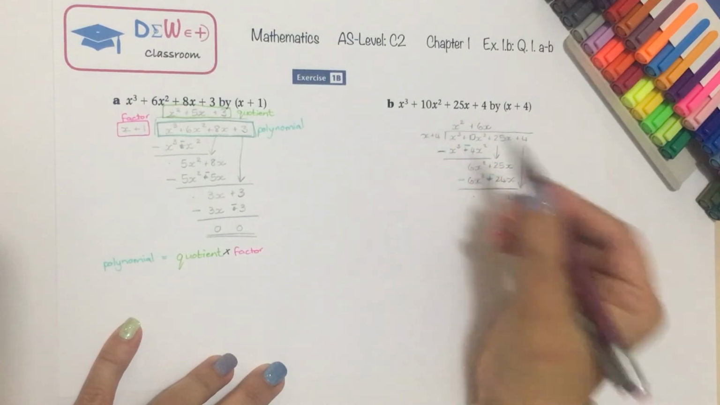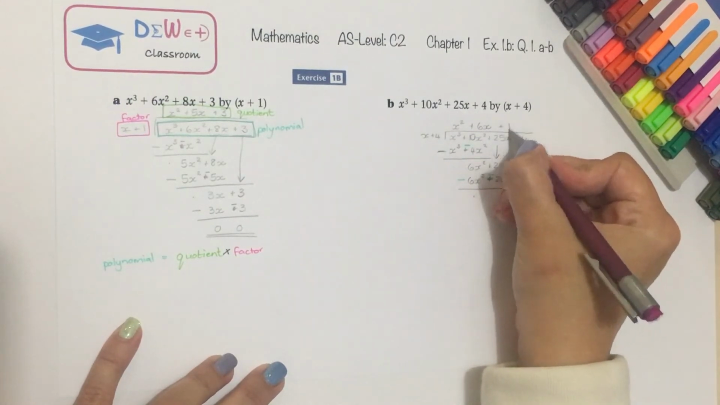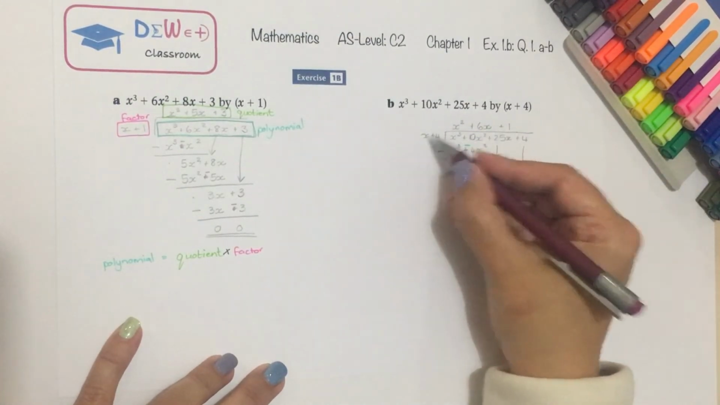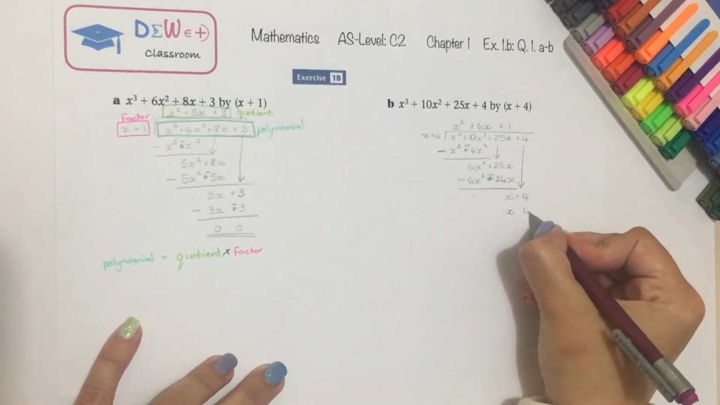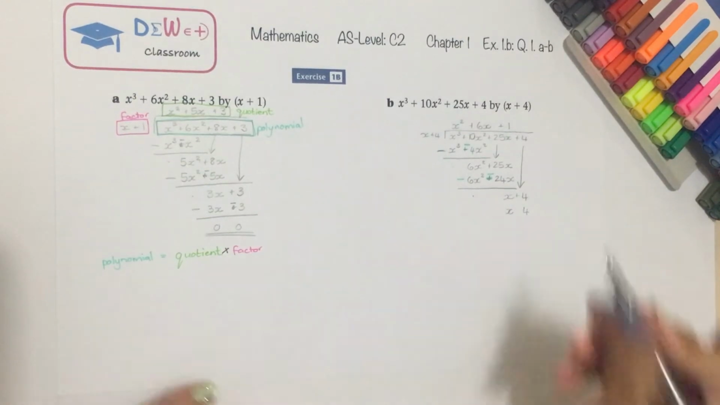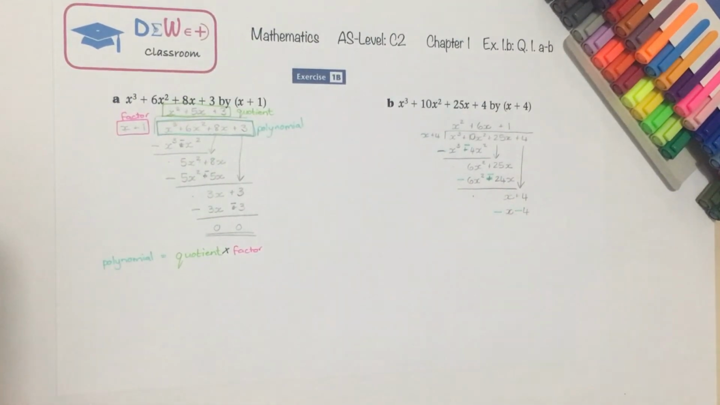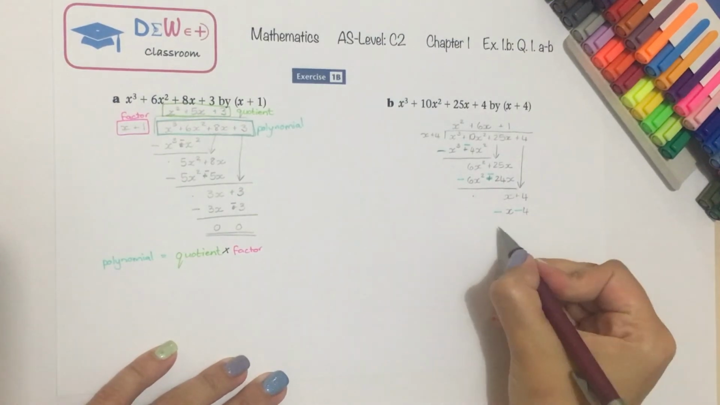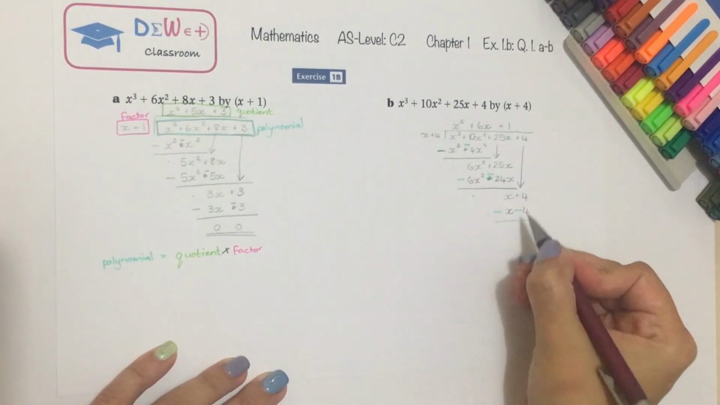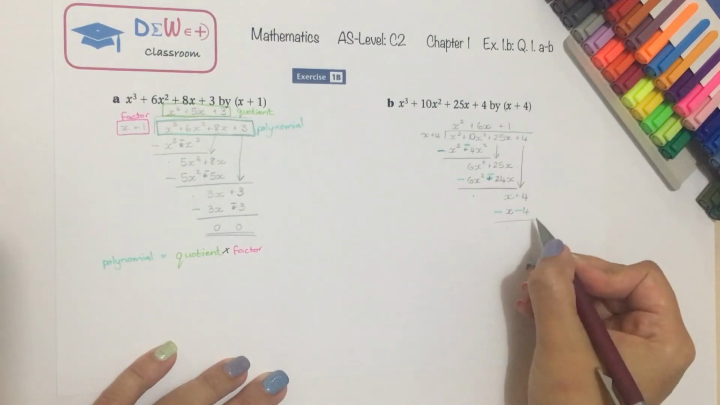x divided by x is 1. And 1 times x is x. 1 times 4 is 4. When we need to subtract, we need to change the signs. And this will work out perfectly as well. x minus x is 0. 4 minus 4 is 0.